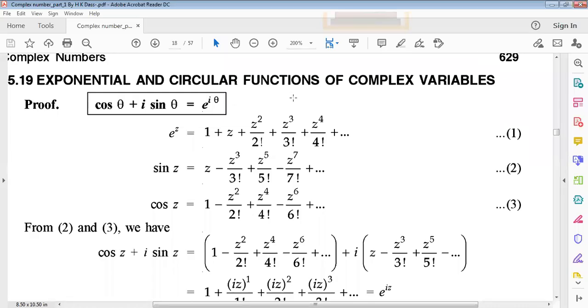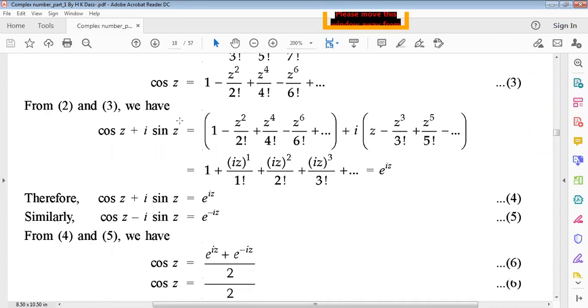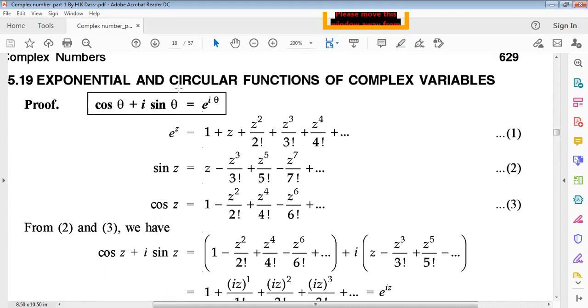Now exponential and circular functions of complex numbers. Cos theta plus i sin theta equals e to the power i theta. Always remember in complex numbers, e to the power i theta equals, in polar form, cos theta plus i sin theta. We can prove this result.